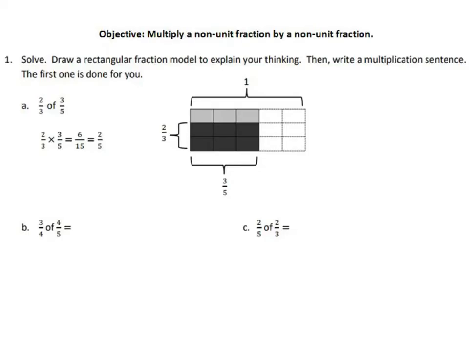Today's objective is to multiply a non-unit fraction by a non-unit fraction. So remember, a unit fraction has a 1 in the numerator. This is a unit fraction. A non-unit fraction means that it is not a unit fraction. It has another number besides 1 in the numerator.